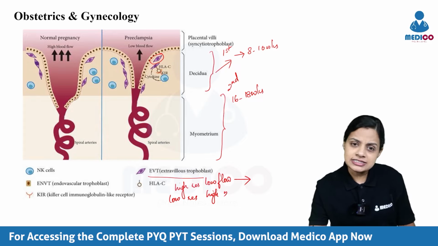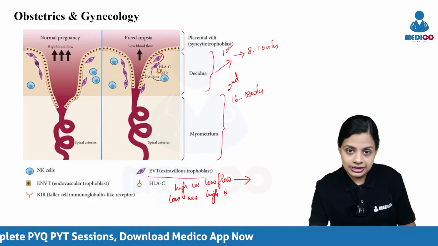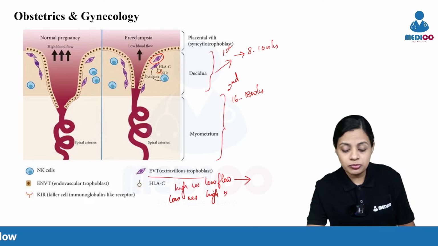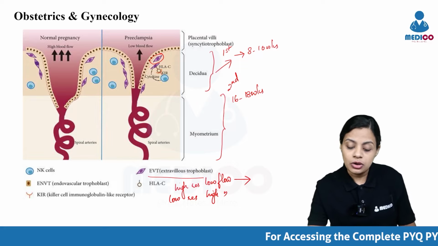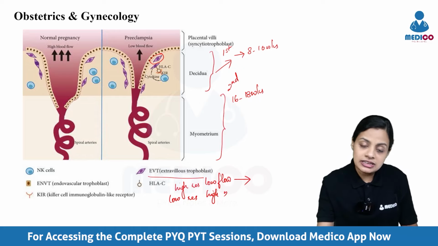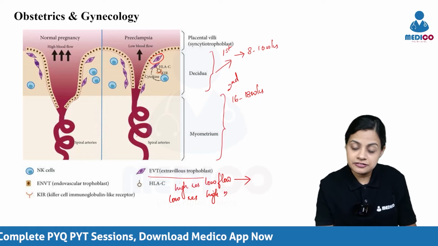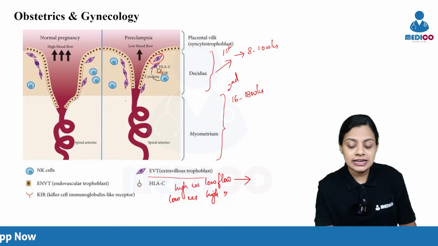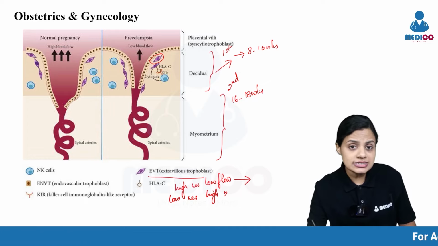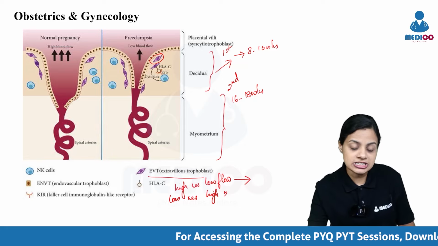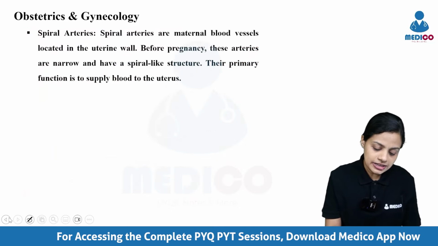But in certain conditions, say like preeclampsia, this invasion by the extravillous cytotrophoblast cells does not occur. What happens then? These remain as narrow spiral arteries itself. This results in a low blood flow to the fetus and the placenta. This is the main reason for fetal growth restriction occurring in conditions like hypertension and preeclampsia.